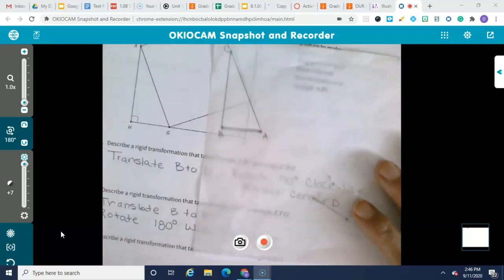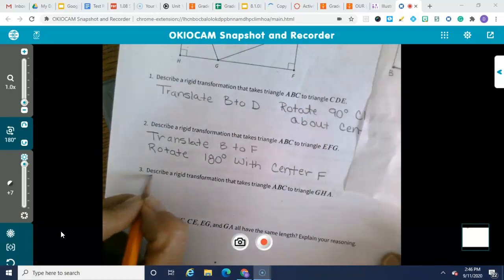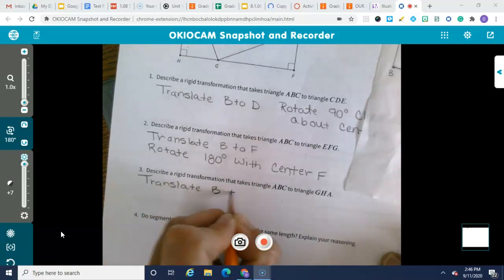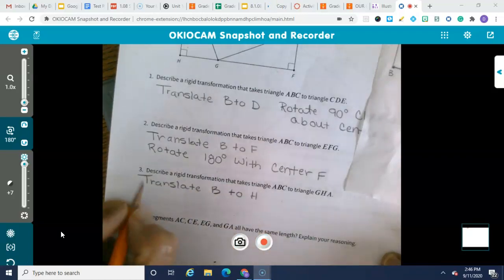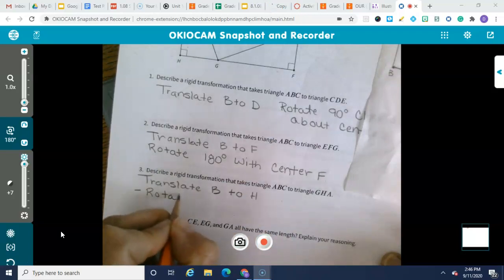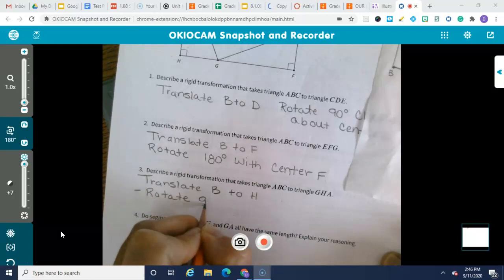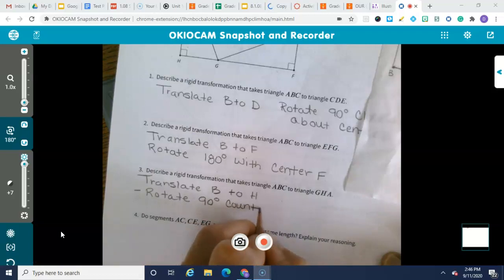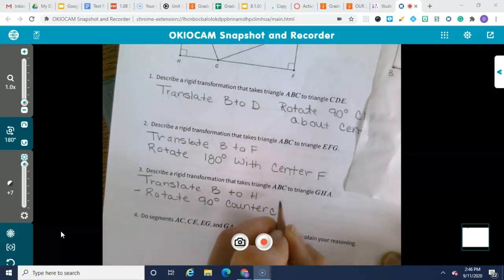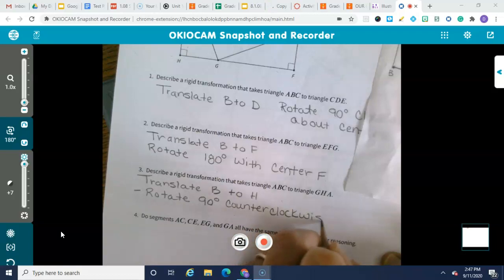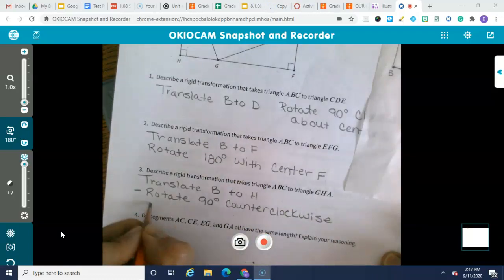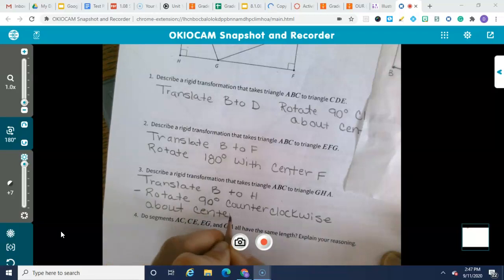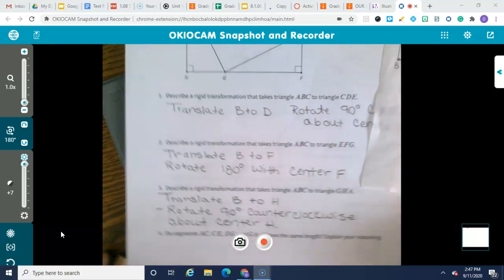So what did I do? I'm going to move it up here so you can see. I translate B to H. Then I rotate 90 degrees. You always have to give the degree of the angle and the direction, which was counterclockwise. And what else for a rotation? We need our center of rotation. So I'm going to say about center H, because that's the center that we used.